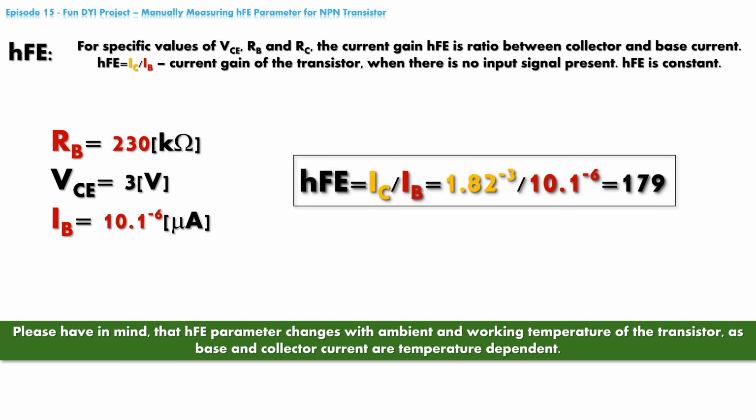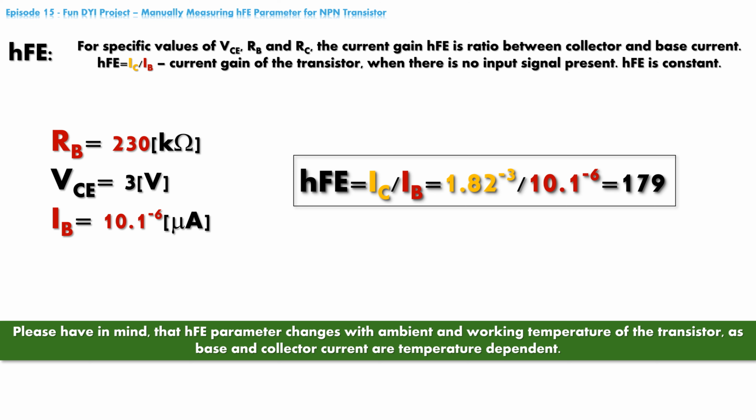Finally, with all measurements taken, we can calculate the hFE parameter for NPN transistor 2N3904, with these particular settings for power source, base resistor, base and collector current. The formula for calculating the hFE parameter is the ratio between collector and base current. So, if we divide 1.82 milliamperes of measured collector current by 10.1 microamperes of measured base current, we get a value of approximately 179. Remember that the hFE parameter has no unit of measurement.